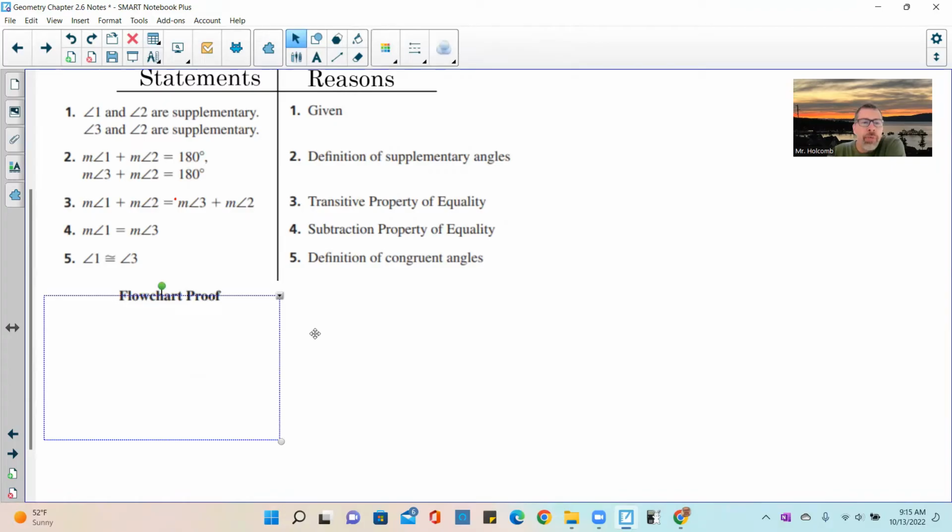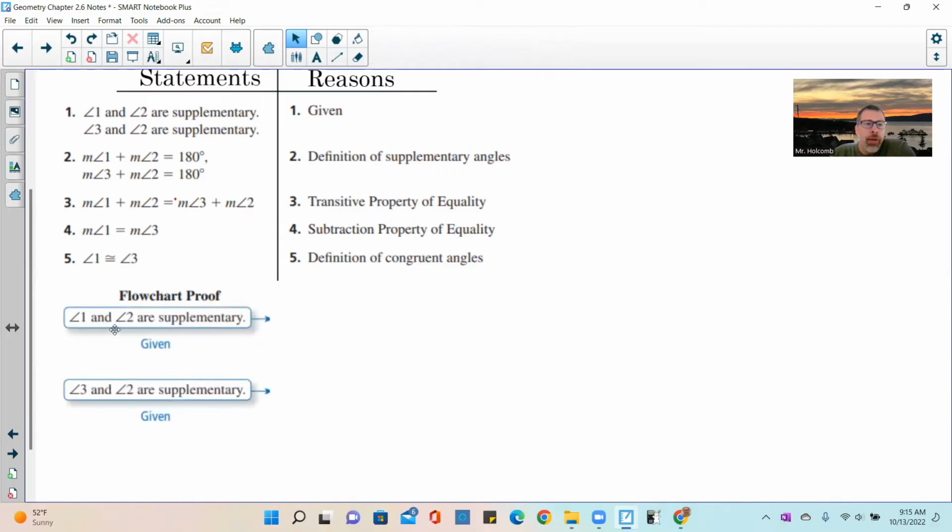So we're going to start with angle 1 and angle 2 are supplementary, and that's a given. Angle 3 and angle 2 are supplementary. That is also given. So all I'm doing is writing the statement in the box, and underneath this box, the reason. Pretty simple. Statement, reason, box, underneath is the reason.